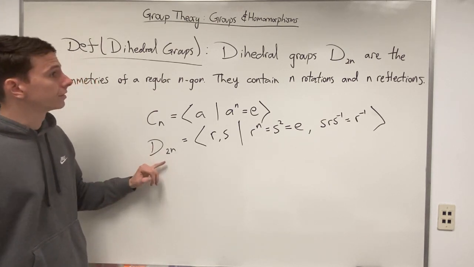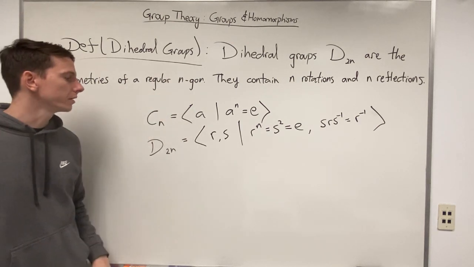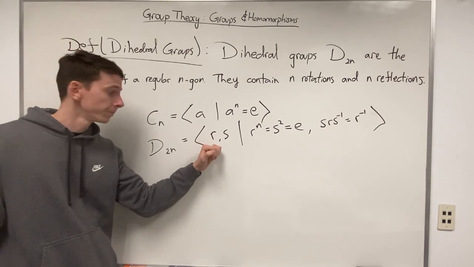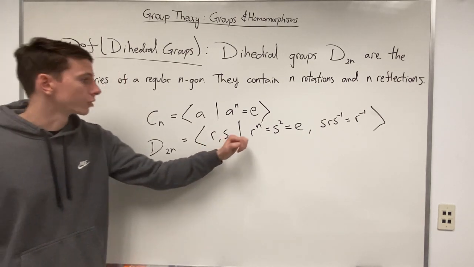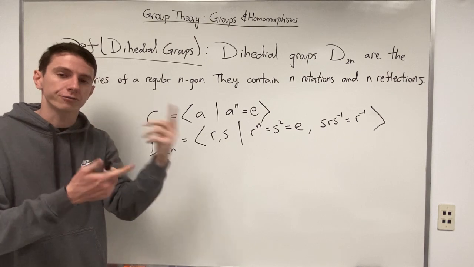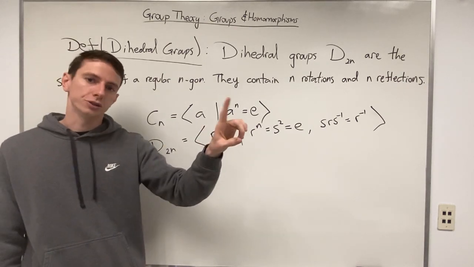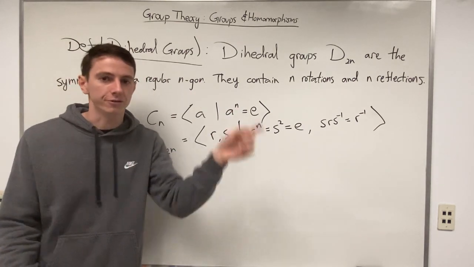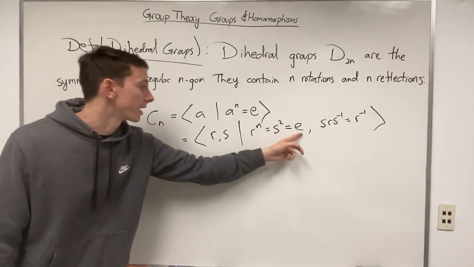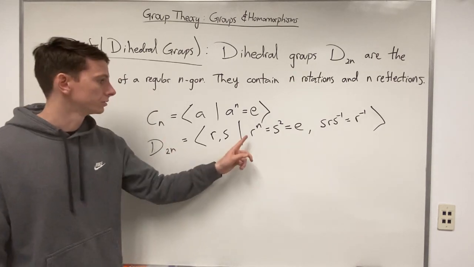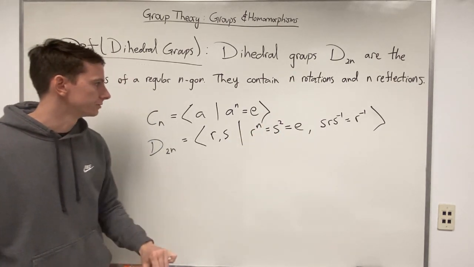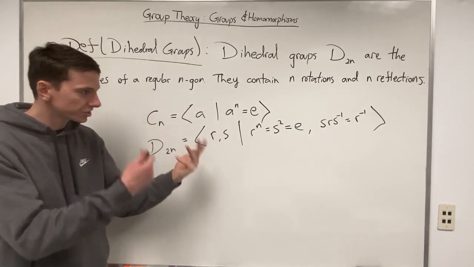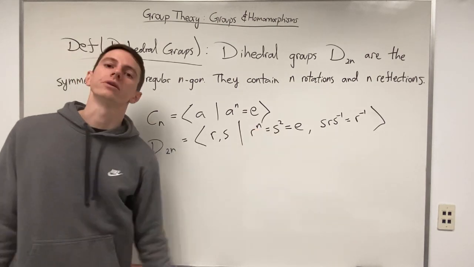If these are the symmetries of a regular n-sided polygon, it's going to be elements composed of both rotations R and reflections S, such that if we rotate an n-sided polygon n different times, like if we rotated a triangle 3 different times by 120, or rotated a square 4 different times by 90 degrees, we're going to get back to the identity. So that's the r to the n equals e condition, similar to what we have here with the cyclic group. But there's this additional thing as well. There's this s squared equals e.